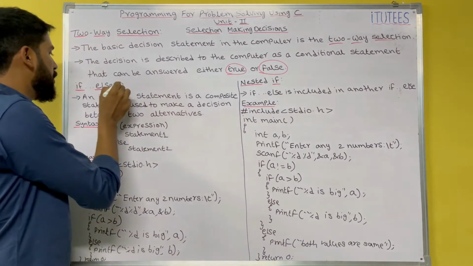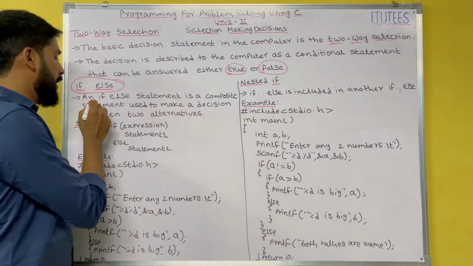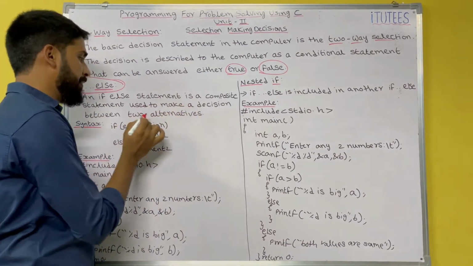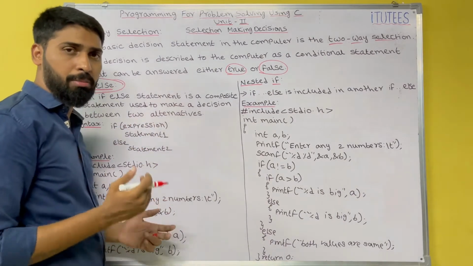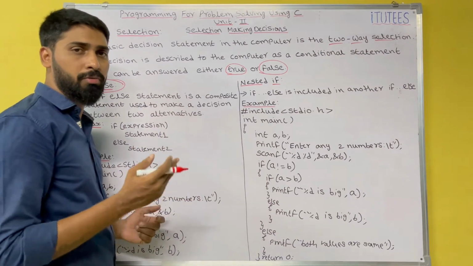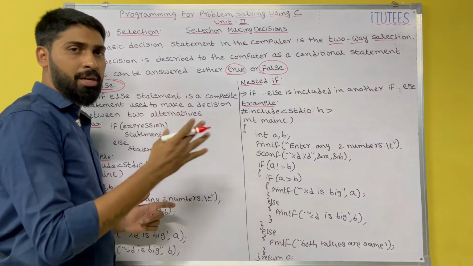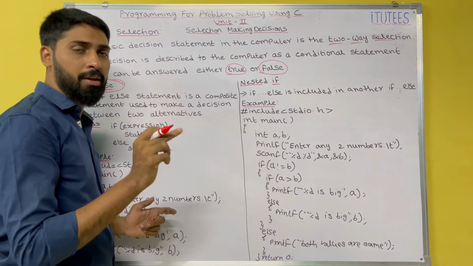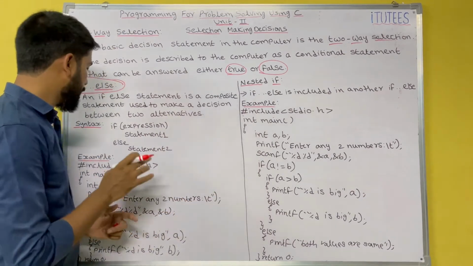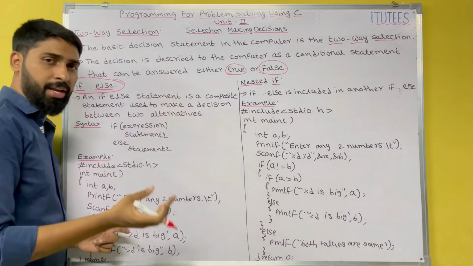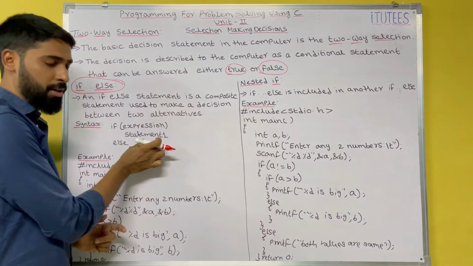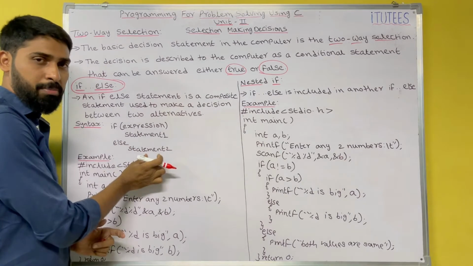For that we use the if-else statement. An if-else statement is a composite statement used to make a decision between two alternatives. Two alternatives are nothing but two paths, and of these two paths you execute only one. For example, when you withdraw money in an ATM, there are many options. If you select withdraw, then the withdraw code will be executed. Here you specify some expression, called a condition. If the condition is true, you execute statement 1. Otherwise, you execute statement 2.